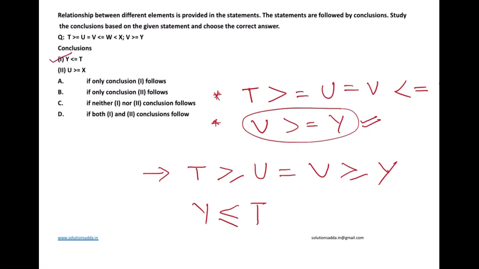Now the second conclusion, U is greater than equal to X. From the first statement we see that U is equal to V and V is less than equal to W. W is less than X. Since U is equal to V and V is less than equal to W, therefore U is also less than or equal to W, and W is less than X. So U is also less than X. Hence U cannot be greater than or equal to X. Therefore only conclusion 1 follows, and hence option A is the correct answer.